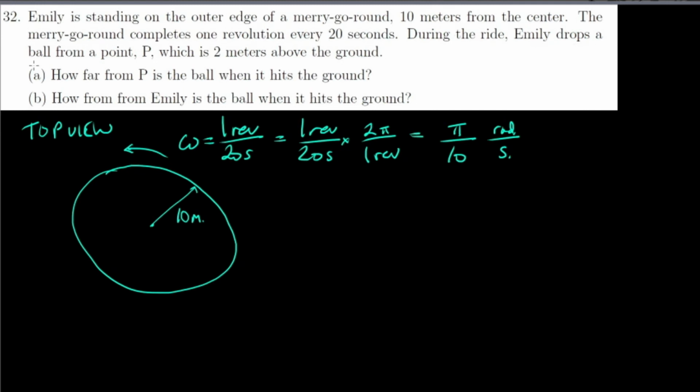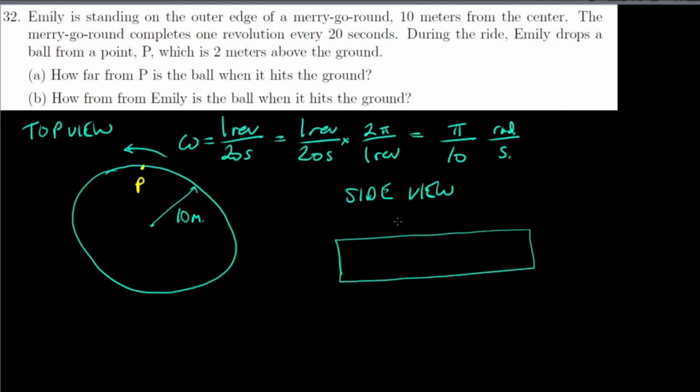All right, during the ride, Emily drops a ball from a point P, 2 meters above the ground. Okay, so let's say point P is right here. But this is only from the top. So now we need a view from the side. So here's the carousel. This is the platform. And Emily is standing right here with the ball right here. And this is 2 meters above the ground. That's a pretty high platform.